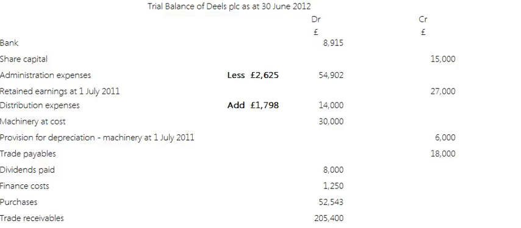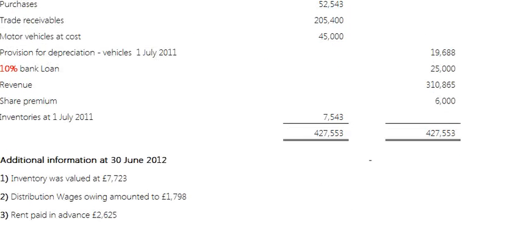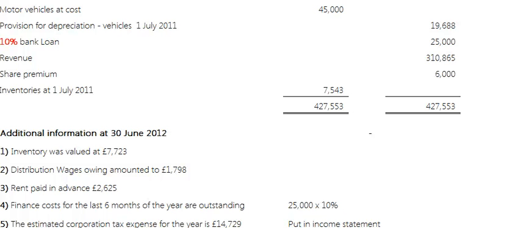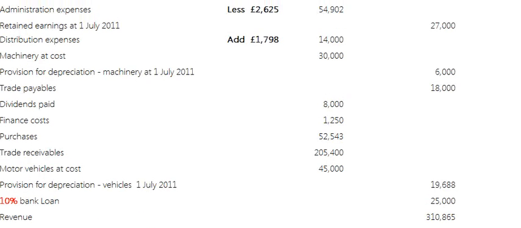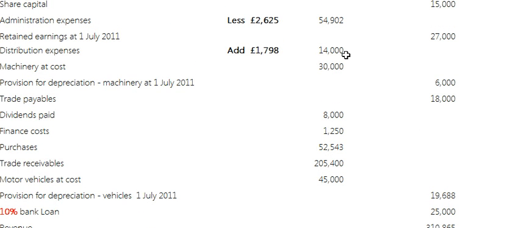Okay, I'm going to take you through the adjustments for Deels Plc for the income statement. Let's go down to the adjustments, starting at number 2, where it says distribution wages owing amounts to 1798. That's an accrual. So you find distribution expenses, and to the existing figure 14,000 you need to add 1798.